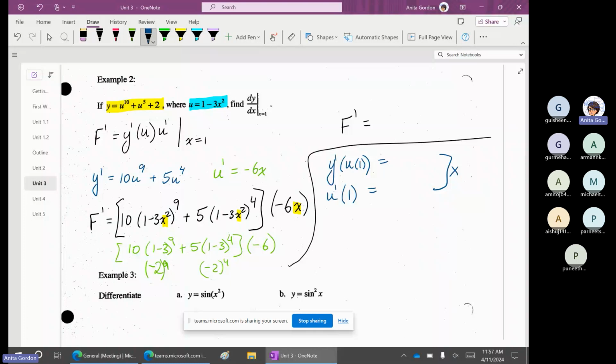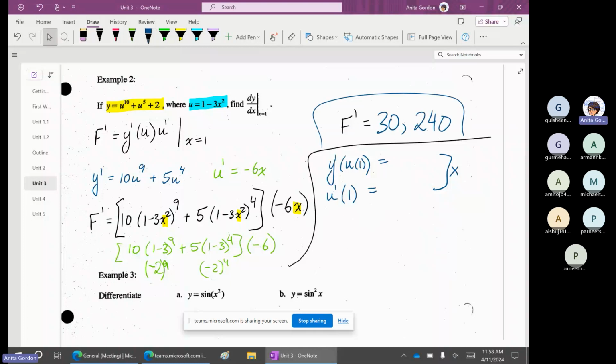Oh, so close, but so wrong. Try again. Should not be negative. 30,240. 30,240. Yes.